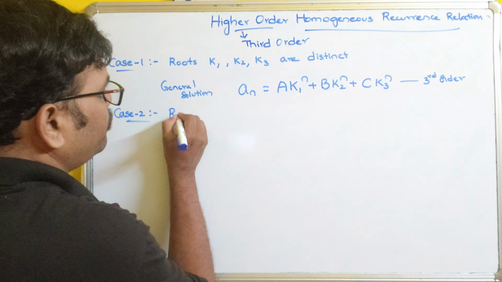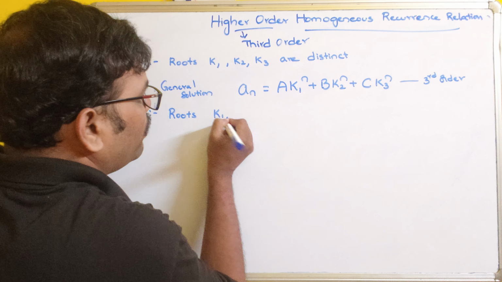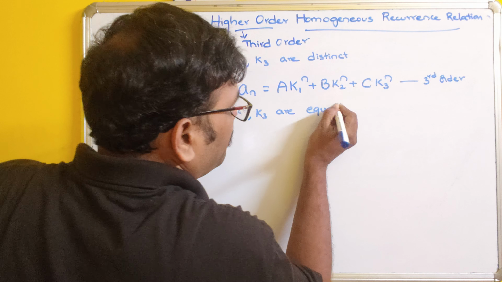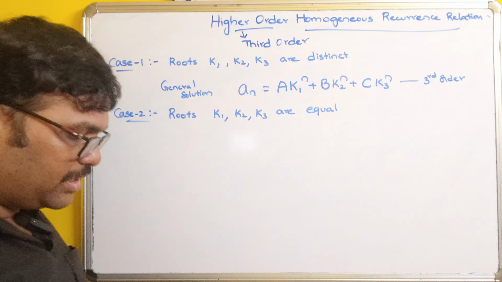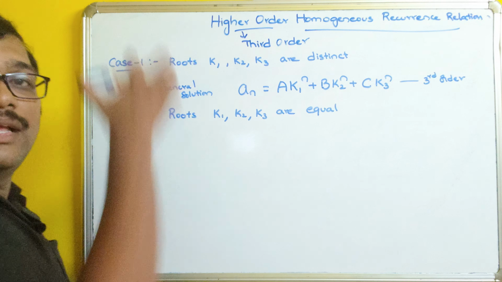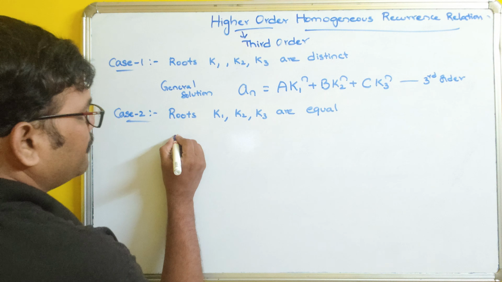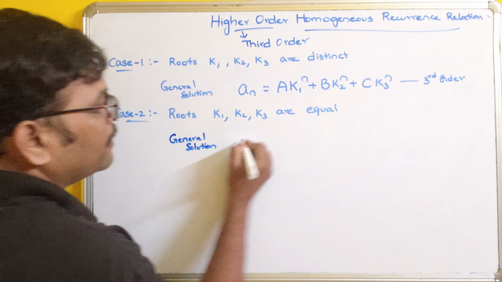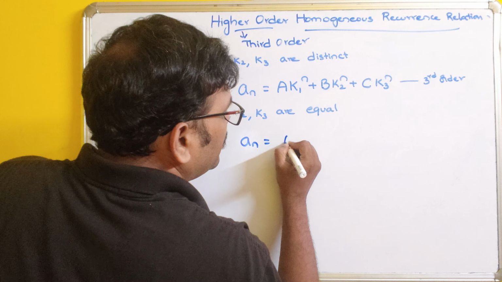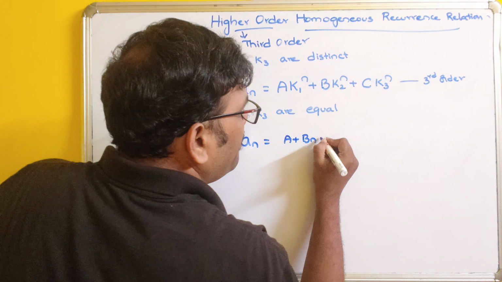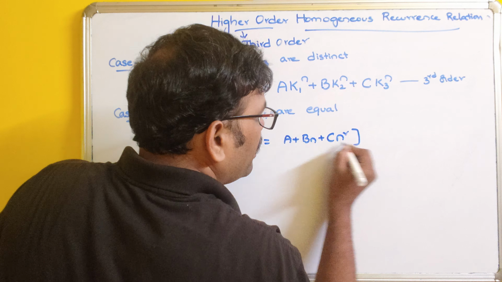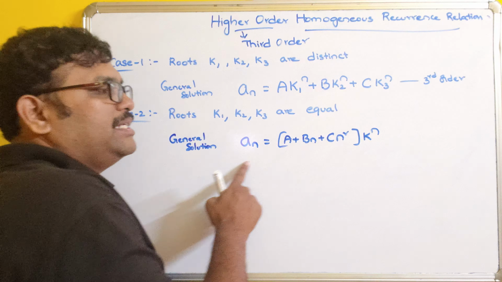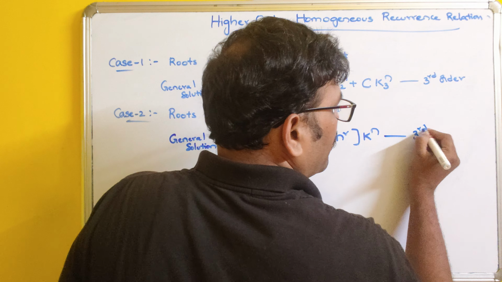Now, case 2. So what is case 2? Case 2 means roots k1, k2, k3 are equal. If all the three roots are equal, then the general solution is an is equal to a plus bn plus cn square into k power n. Okay, so this is the formula for third order.